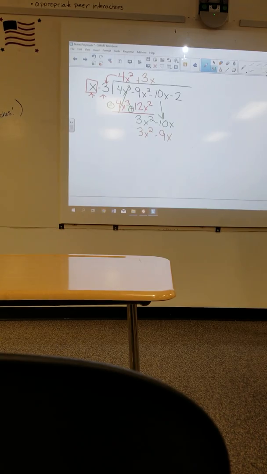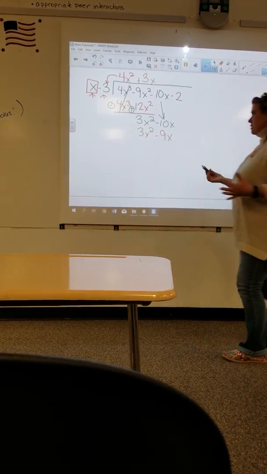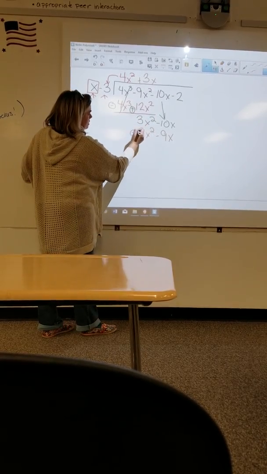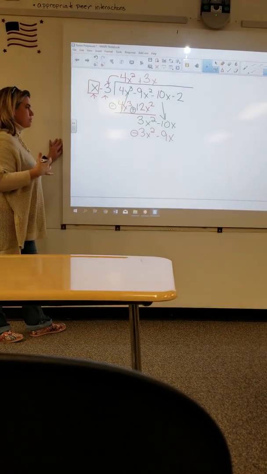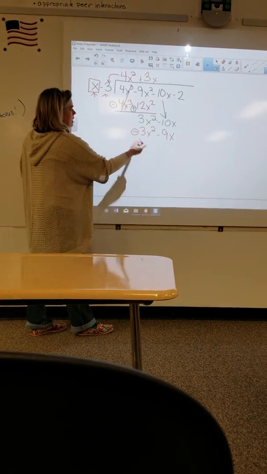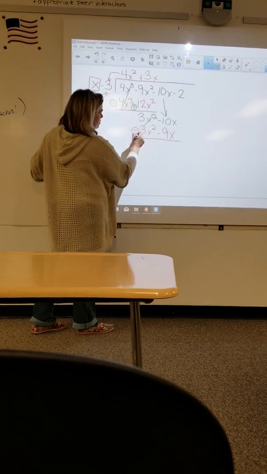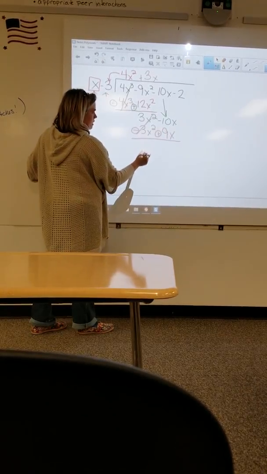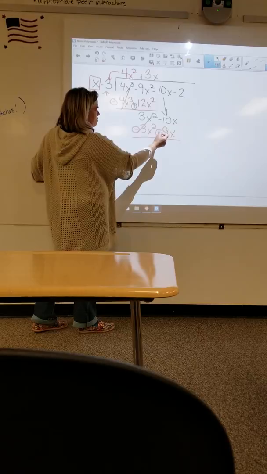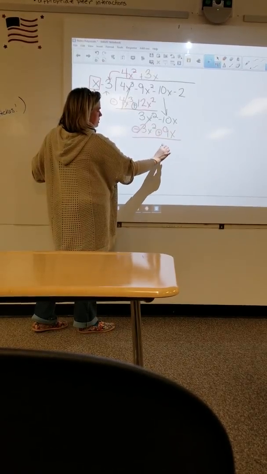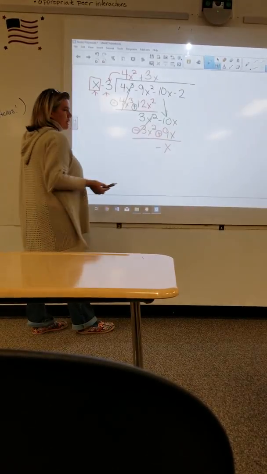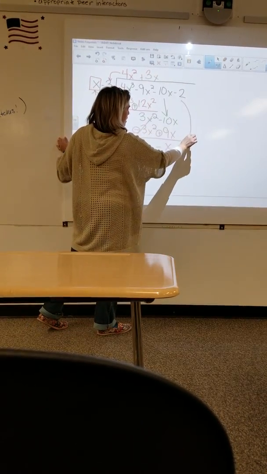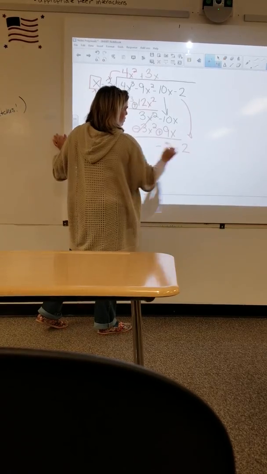Now you have to subtract. So when I subtract 3x squared minus, I always circle them so I know I changed them, in case I have to go back and double check. That's going to cancel. When I subtract a negative, it becomes a positive. So what is negative 10x plus 9x? Negative x. What's my next step? Bring down the 2, so it becomes a negative 2.